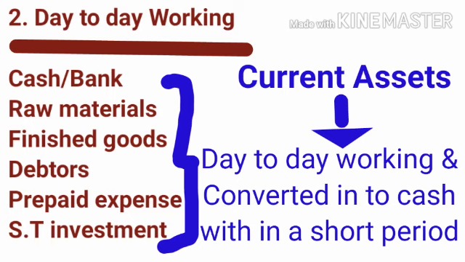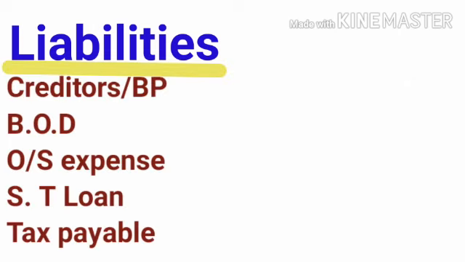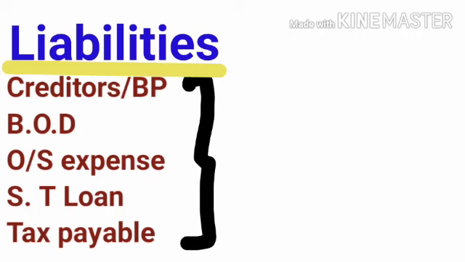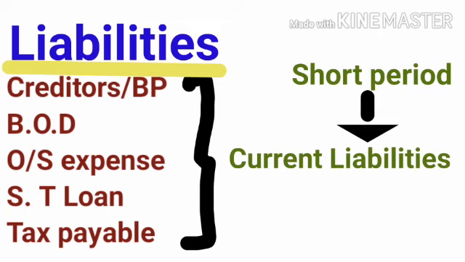For these current assets, an amount of capital is required, and one more thing is that in the day-to-day working, there are certain liabilities also. That means creditors or bills payable, bank overdraft, then outstanding expenses like outstanding wages or commission or rent, whatever it may be, then short-term loan, then tax payable. So these are the liabilities which are to be paid within a short period. That is why these liabilities are called the current liabilities.